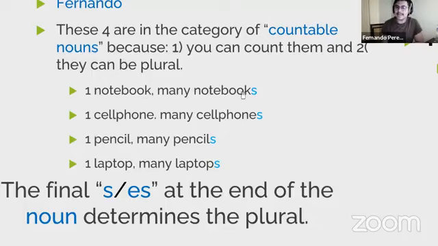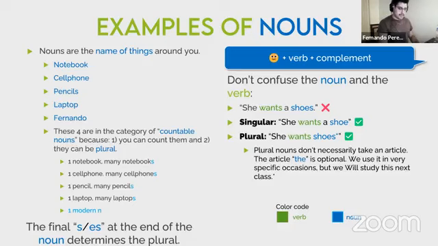One notebook, many notebooks. One cell phone, many cell phones. One pencil, many pencils. One laptop, many laptops. And if you take a description, for example, if you say one modern laptop, many modern laptops. Identify the nouns in this case. The noun is laptop, right? The name is laptops, plural.